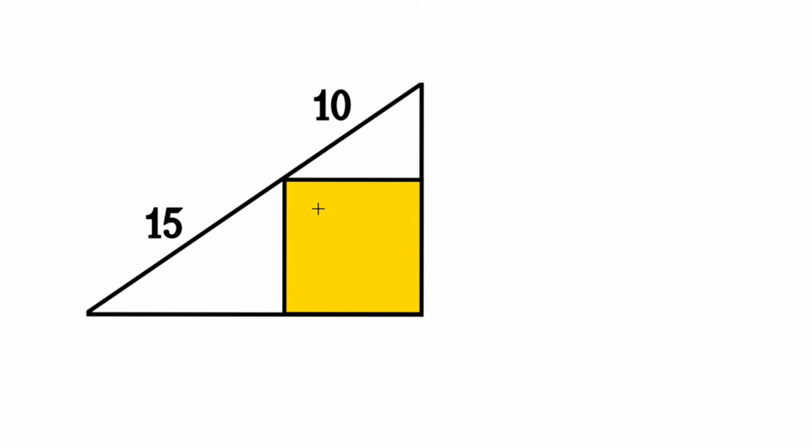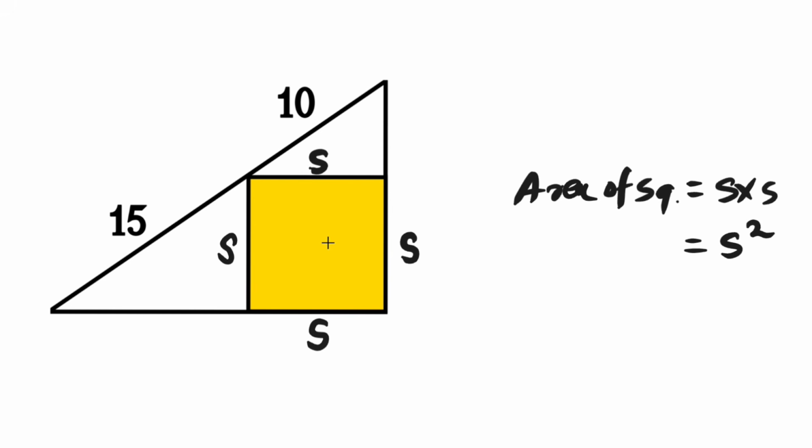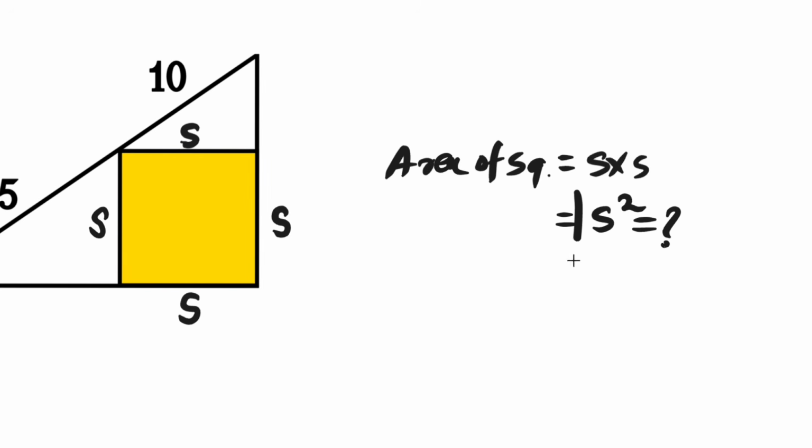Now, the first thing we should notice is that finding the area of a square becomes very easy if we know the length of one side. Since all sides of a square are equal, let us suppose that each side of the square has length s units. Therefore, the area of the square will simply be s multiplied by s, which is s squared. So, our entire problem now becomes finding the value of s squared.